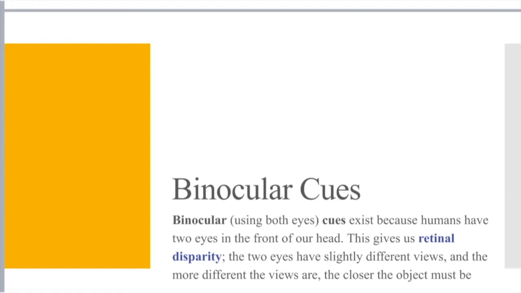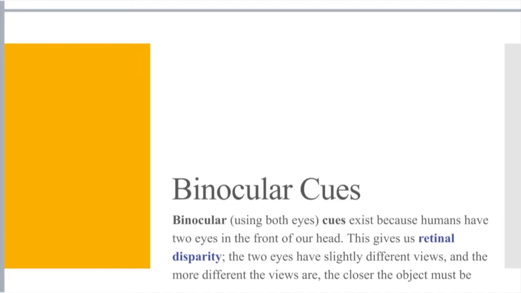because humans have two eyes in the front of our heads, this gives us retinal disparity. You will have to understand what retinal disparity is, and that's the fact that two eyes have slightly different views, and the more different the views are, the closer the object must be. So if you put your finger in front of your nose, and you close one eye, and then you close the other eye, and you see that that finger kind of hops from left to right, right, you know that that finger is very close.